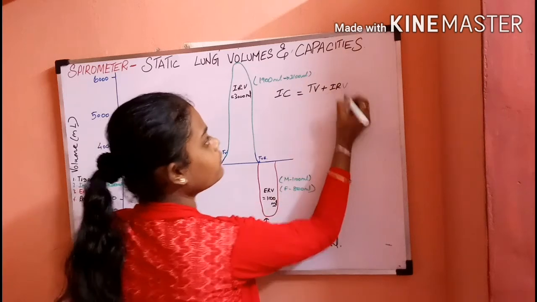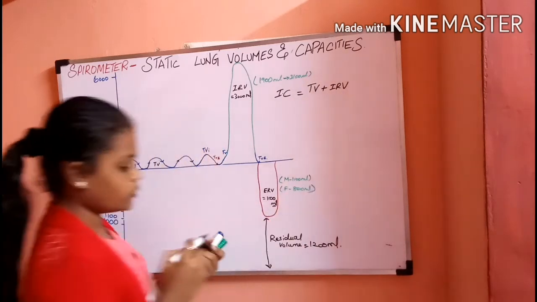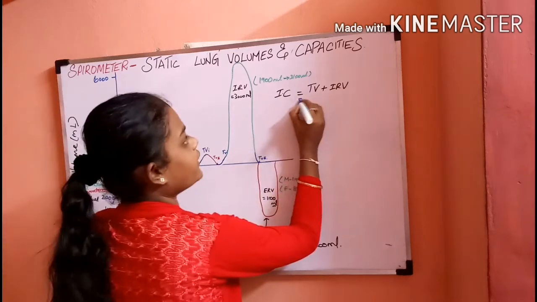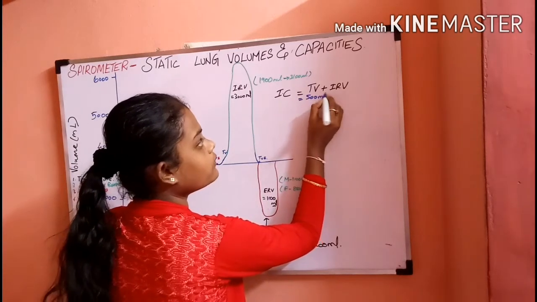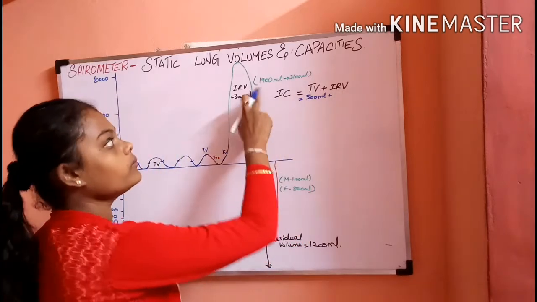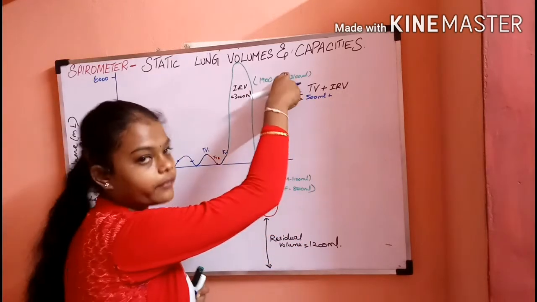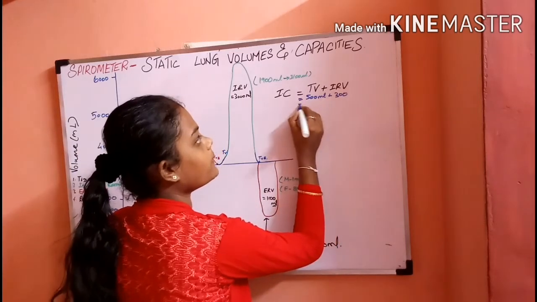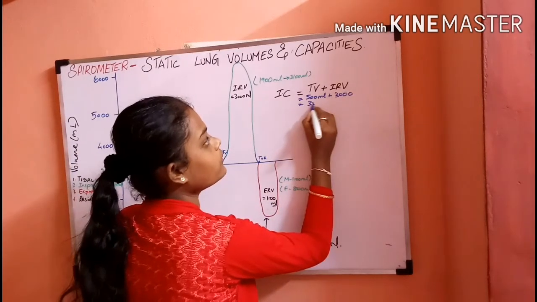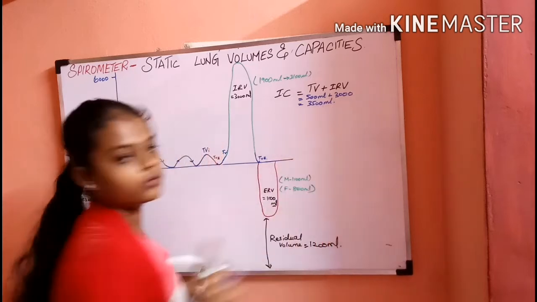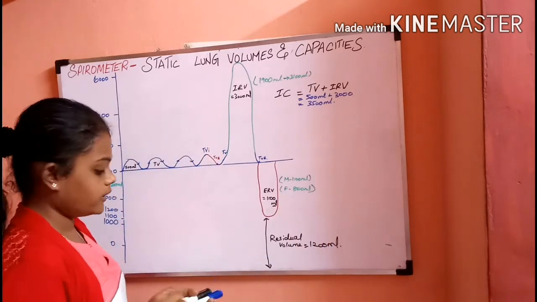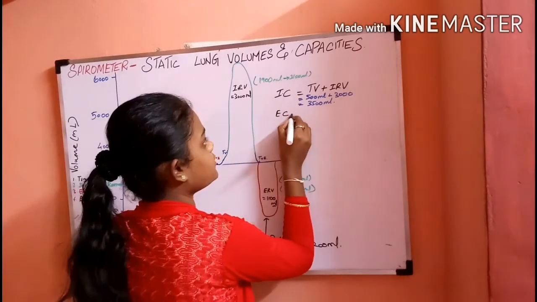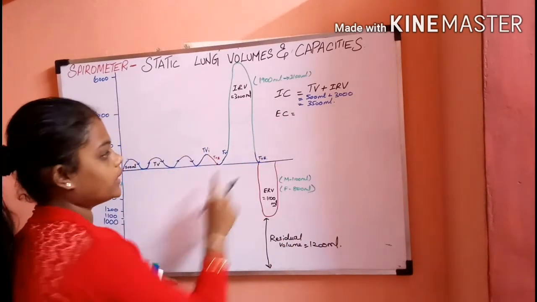So tidal volume plus inspiratory reserve volume. What is the tidal volume here? Tidal volume is 500 ml, right? Plus inspiratory reserve volume, which ranges from 1900 to 3100, but in this case we take only 3000. So the inspiratory capacity will be 3500 ml. Right? Next we have expiratory capacity.